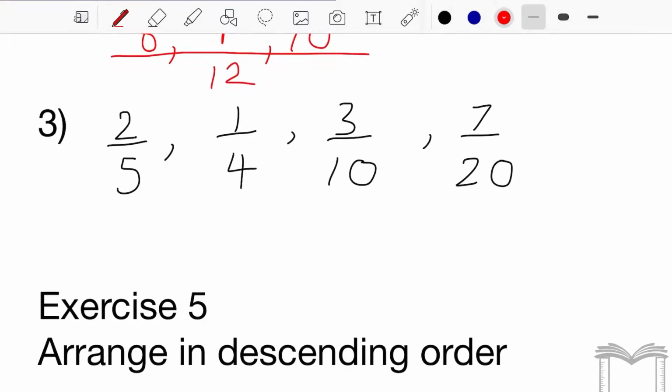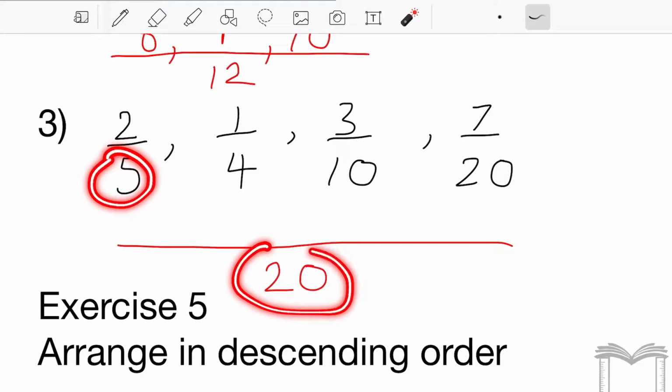Number 3. So again, we are going in ascending order. So we must determine which number can 5, 4, 10, and 20 go into without a remainder. So all of them can go into 20 without a remainder.